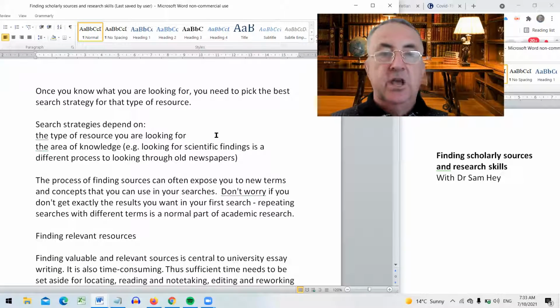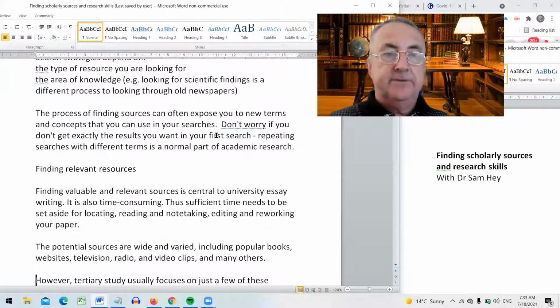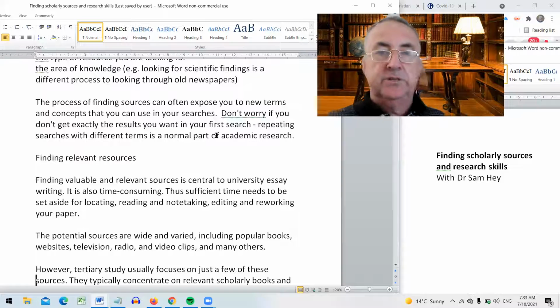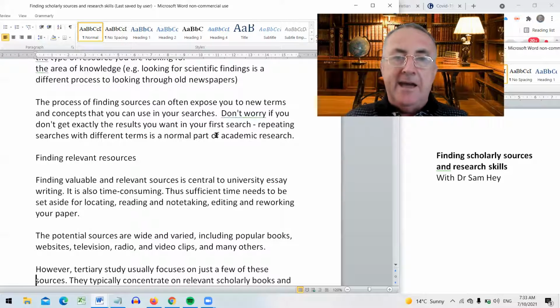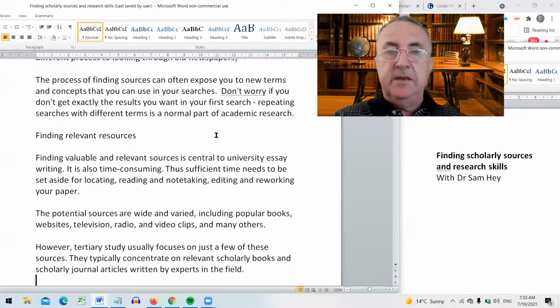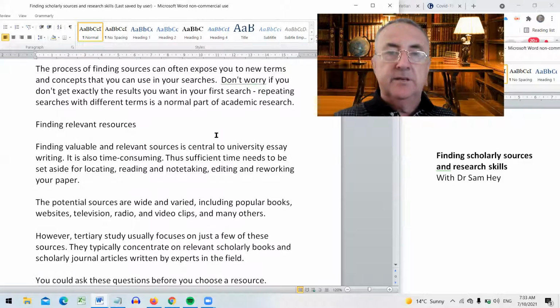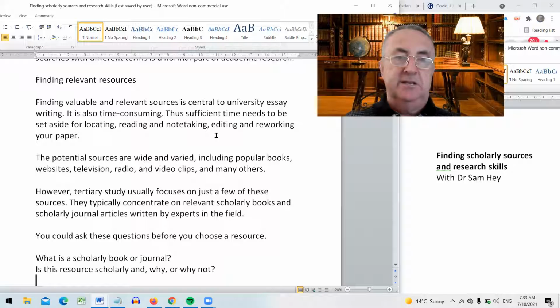And these search strategies will depend on the type of resource you're looking for and the type of knowledge that you're after. So the process of finding the resources will often introduce you to new terms and concepts that you may not fully know all the details about as you start to explore them. But don't worry too much about your lack of knowledge at this stage. Remember, this will grow as you continue to do your research. Write it down, look up the meaning of the terms, go over the meaning of these terms a number of times, and develop a richer understanding of these terms. But don't be held back by not fully knowing all the details as you start.